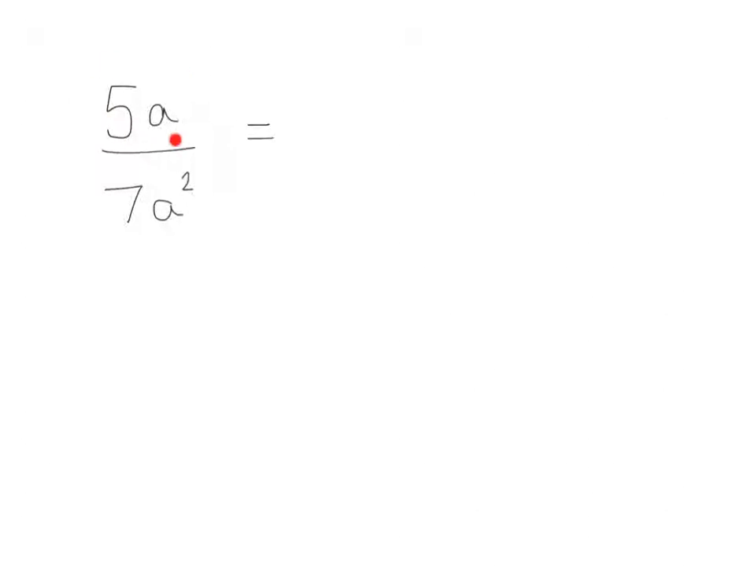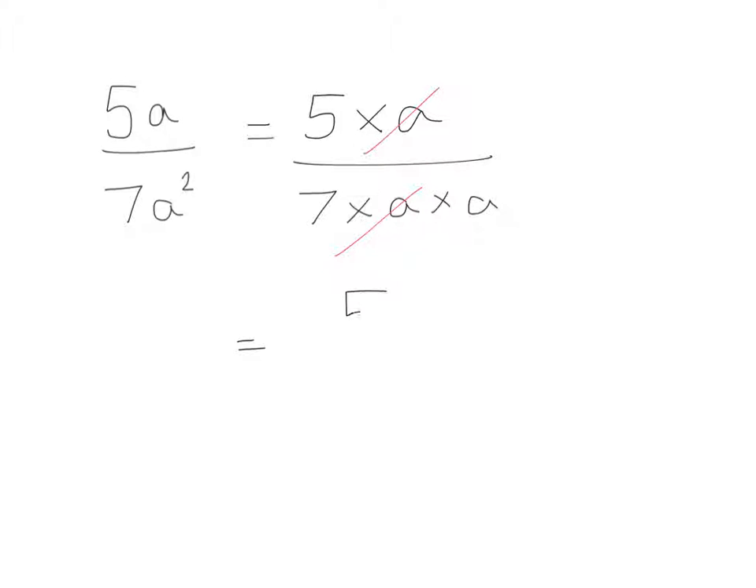First thing to note, 5a means 5 times a. 5a does not mean 5 plus a. 5a means 5 times a. 7a squared means 7 times a times a. So notice on the top we've got things that are multiplying, on the bottom things that are multiplying. I can only cancel out the things that appear on the top and the bottom. So I've got 1a here, that can cancel out with 1a here. It cannot cancel out with both a's, I can only cancel out what I've got. So after I've done that, I'm just going to write down what I have left. So I'm going to have 5 over 7a.